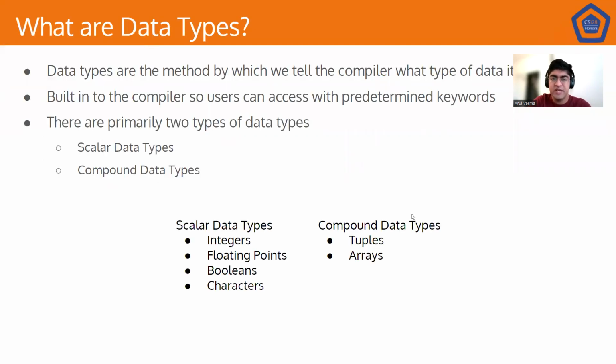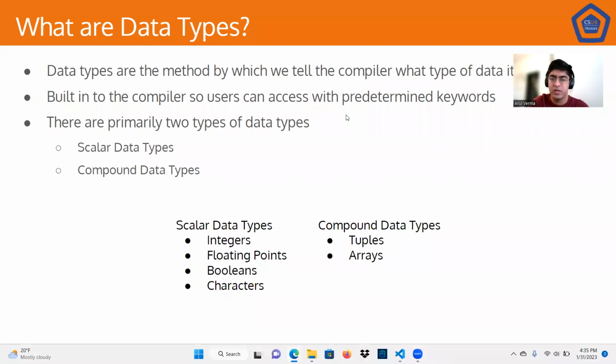So let's start by talking about what data types are. We talked about this previously, but just as a recap, data types are the method by which we tell the compiler what type of data it's going to be looking at. These are built in so that users can actually use keywords in order to specify to the compiler what exactly the compiler is going to be looking at.